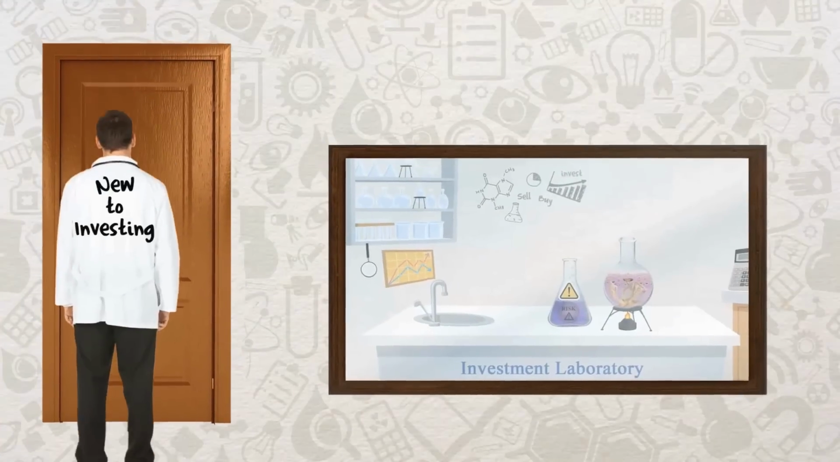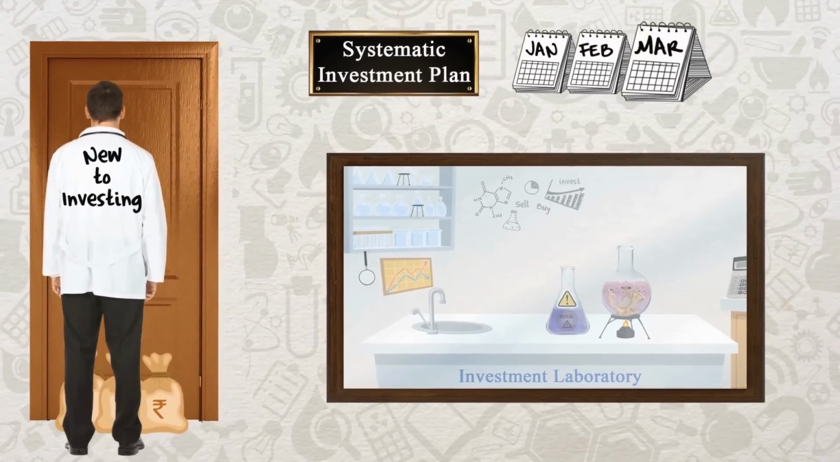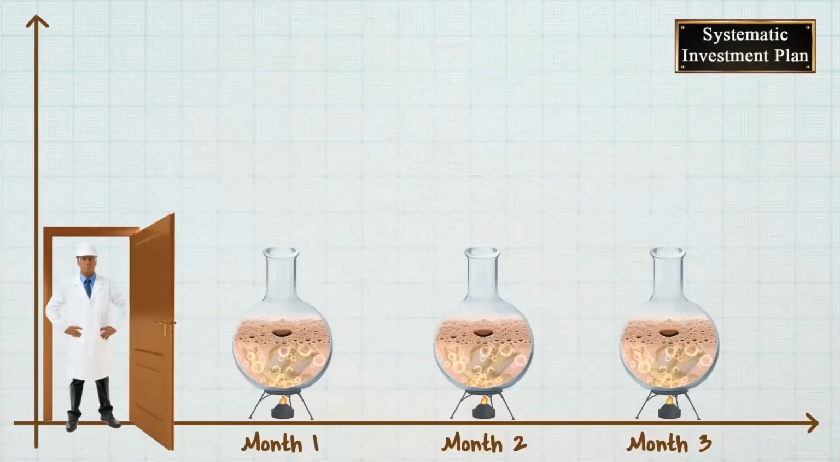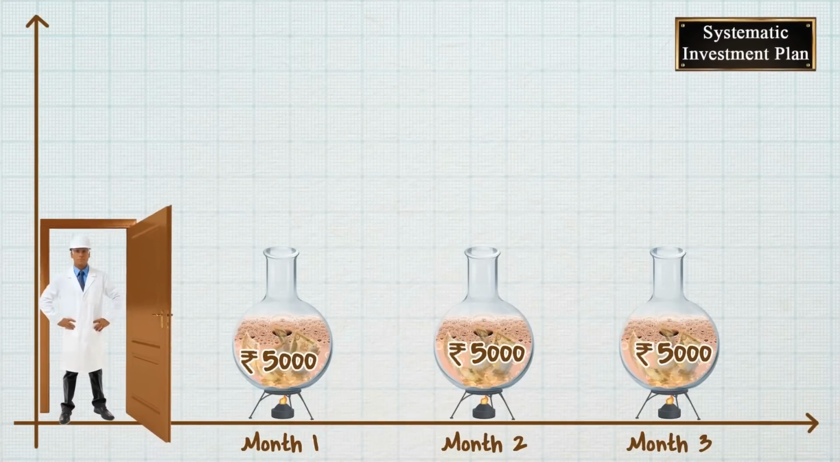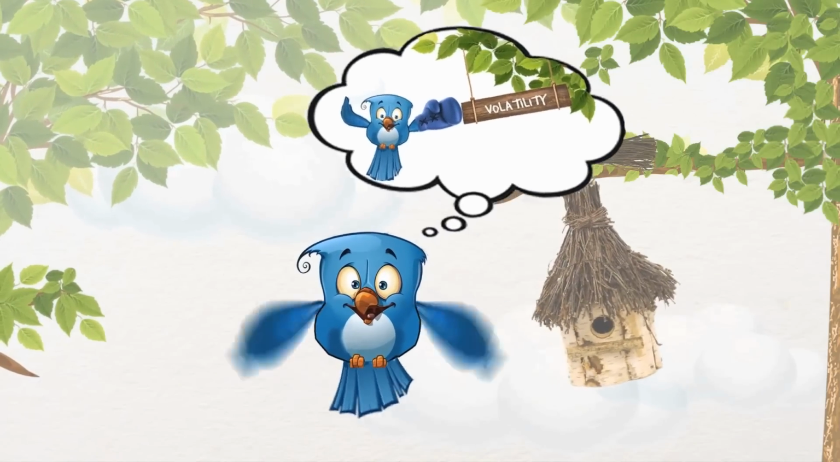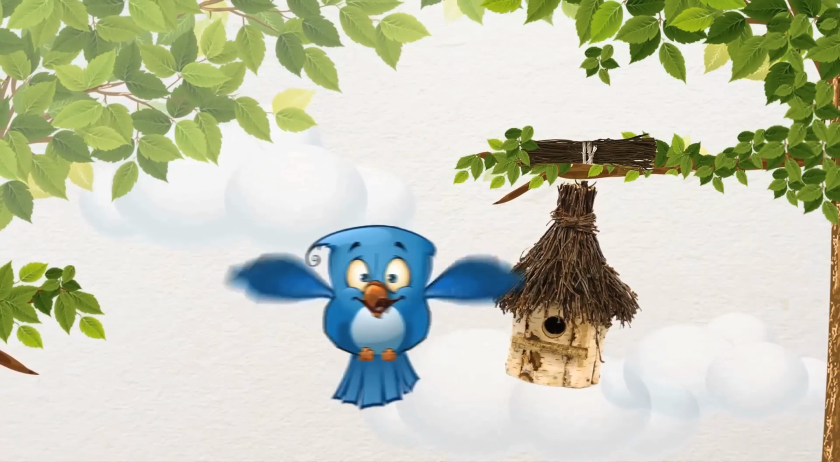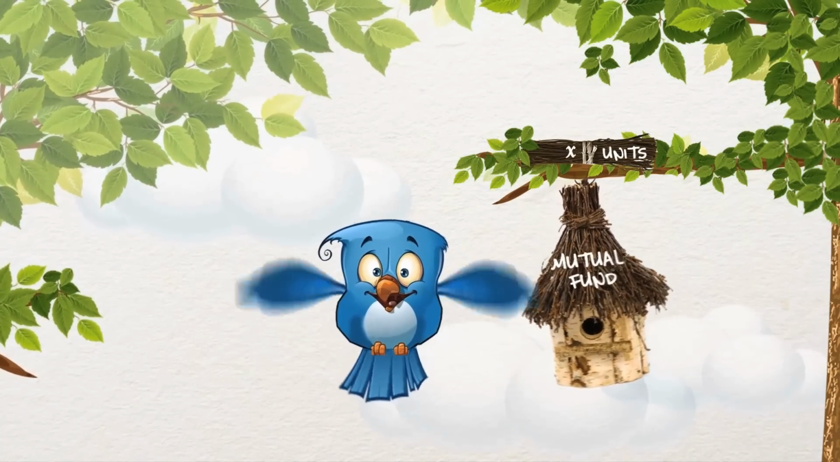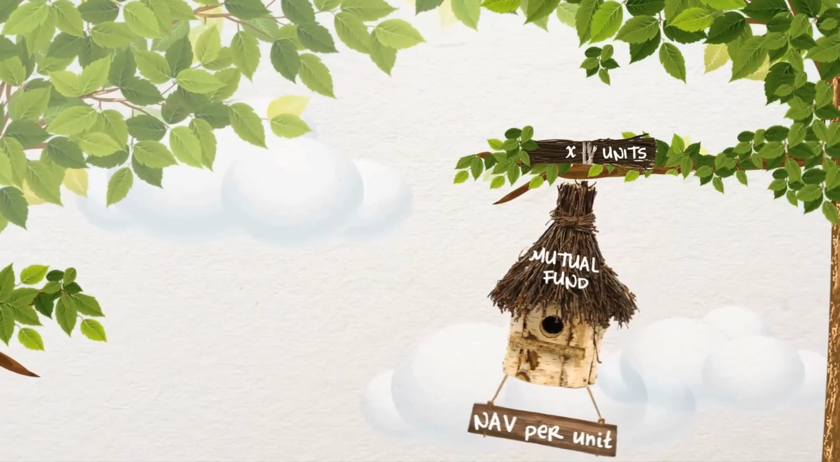And for a beginner, there's a very simple start: systematic investment plan, a way to invest regularly. All the investor has to do under an SIP is to invest a fixed amount at regular intervals. Really, that's all. So how does this strategy beat volatility, you ask? Take a look. Suppose you invest Rs 5,000 every month to buy units of a mutual fund scheme. Obviously, the number of units bought will depend on the NAV per unit at the time of purchase.